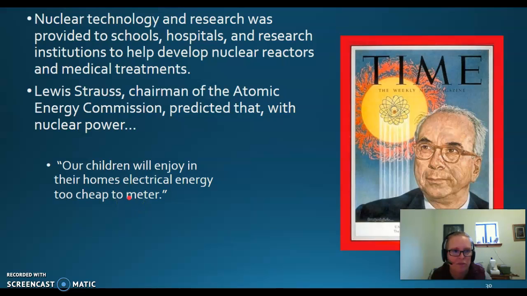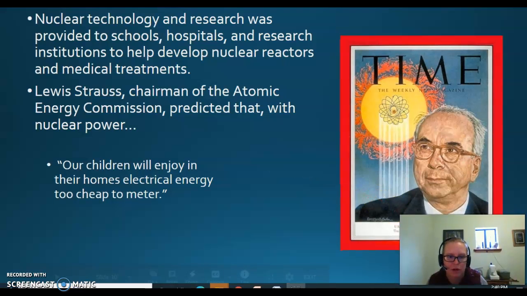So nuclear technology and research was provided to schools, hospitals, research institutions, and helped develop nuclear reactors that were used for power and for medical treatments. So that was 38. Kind of moved in another direction with our nuclear plan. And then Lewis Strauss, you may recognize his last name, Levi Strauss family, chairman of the Atomic Energy Commission, predicted that with nuclear power, our children will enjoy in their homes electrical energy too cheap to meter. Wow, sounds fabulous.